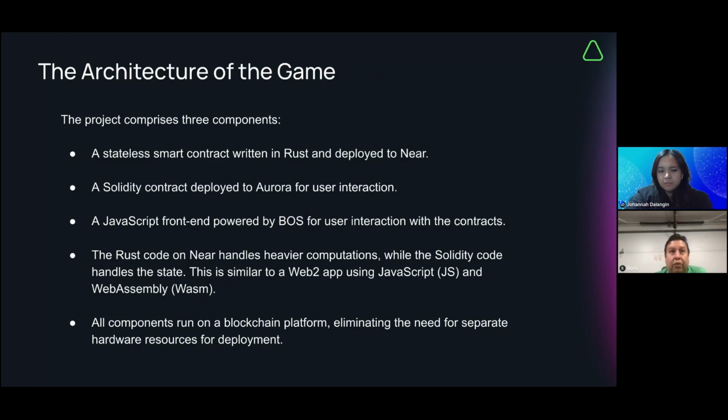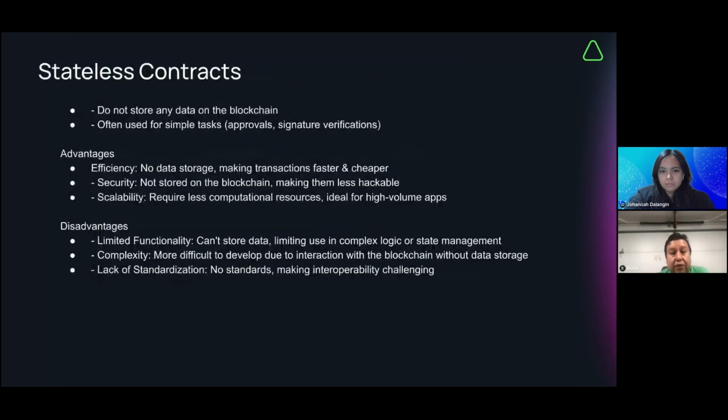This is similar to a Web2 app using JavaScript and WebAssembly on the back end, right? You use JavaScript to interact with the user, but the heavy computing work is being done by WASM. And all the components run on a blockchain platform, so you don't need to set everything up separately. We also include the front end, so you don't need to set up something like Amazon or anything else. That's the part that Boss does, right? So to understand this a little more, I want to talk a little about stateless contracts.